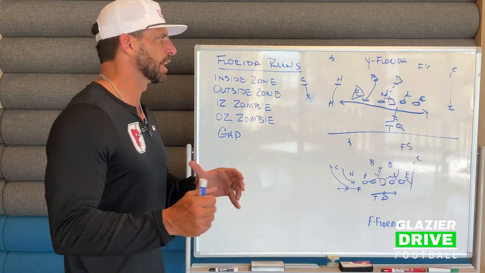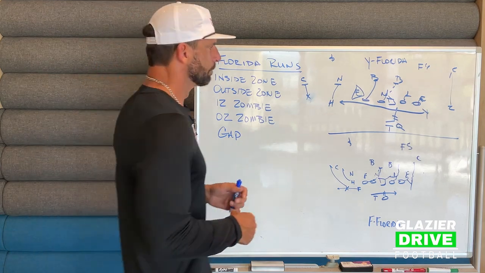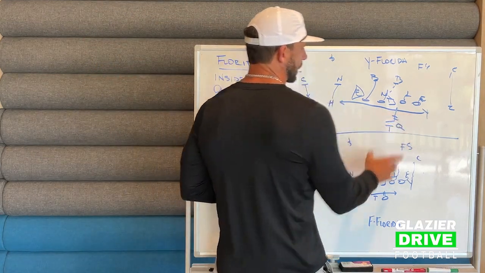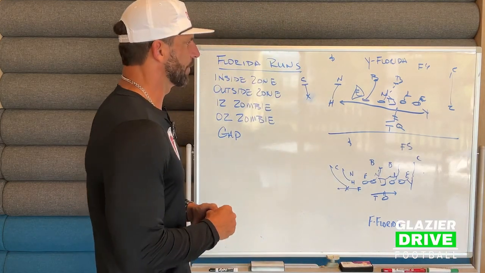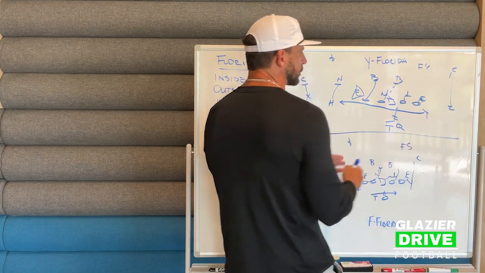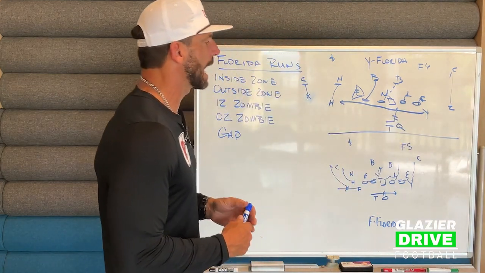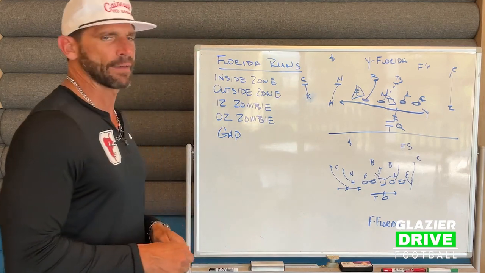But just a generic base way in which we teach it from day one would be, if we're doing a Y Florida, all right? So we're teaching it off of inside zone. So here, let's say ball's on the left hash and our ball's on the right hash, and we're running Indy to the right, but then we just add a Y Florida tag.